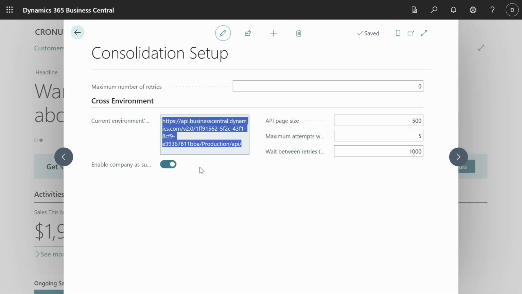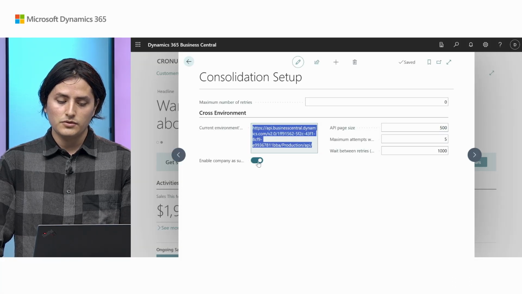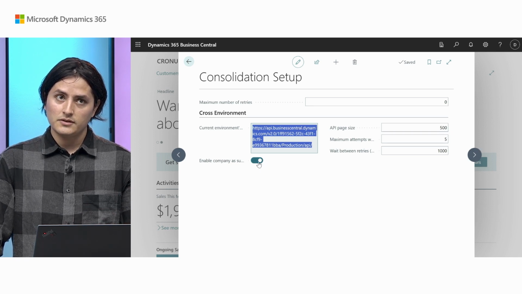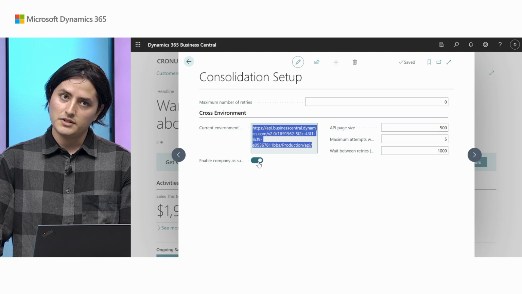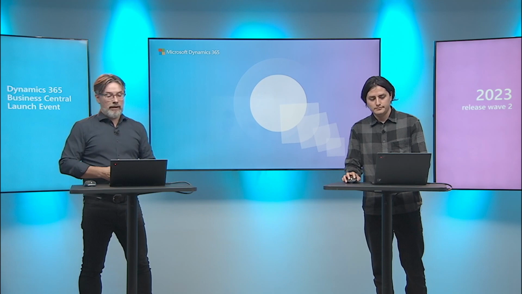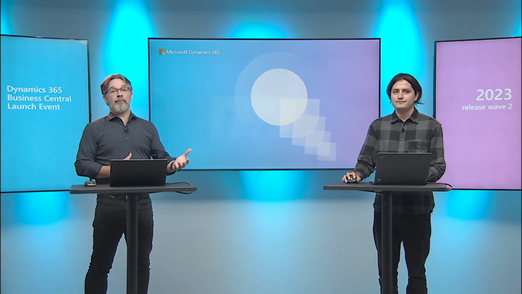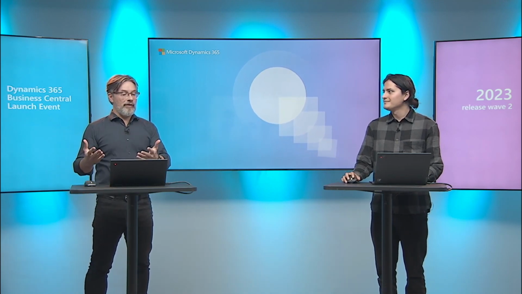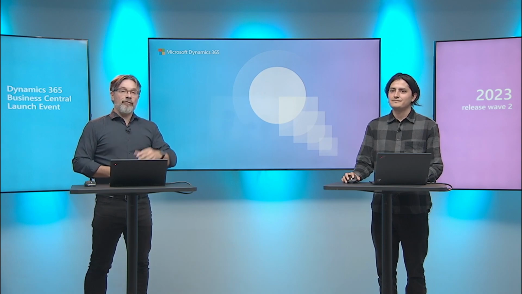Something important to note also is that before doing this consolidation setup, you have to enable this company as subsidiary. So when you toggle this, you can import data. If at any time you don't want data to be extracted from this company, you can disable this. Perfect. So now you can consolidate companies that are either in the same environment or in a completely different environment. If you then do the mapping for currencies or for the chart of accounts, it should be a smooth process from now on.